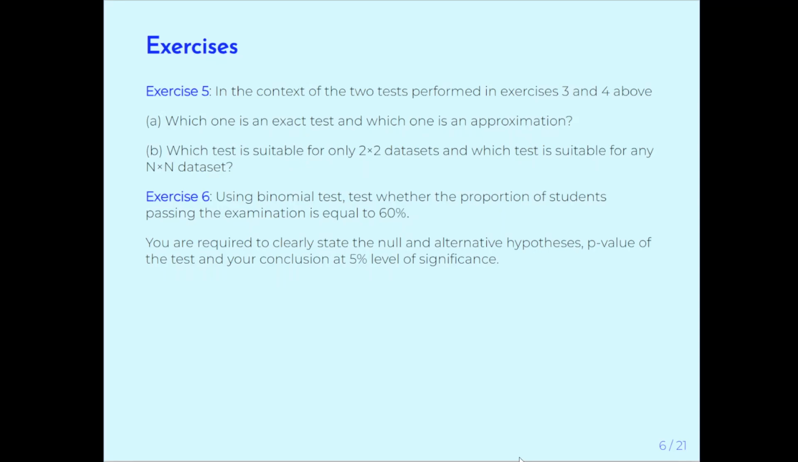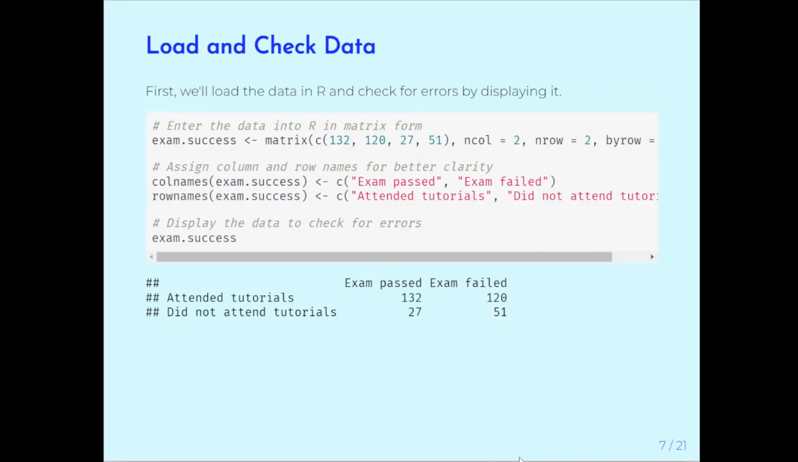A bit of theory here. In the context of the two tests performed in exercises 3 and 4, which one is an exact test and which one is an approximation? Which test is suitable only for 2x2 data and which test is suitable for any n by n data set? And use the binomial test to test whether the proportion of students passing the exam is equal to 60%. You are required to clearly state the null and alternative hypotheses, the p-value of the test, and your conclusion. So first off, let's set up the data in R.